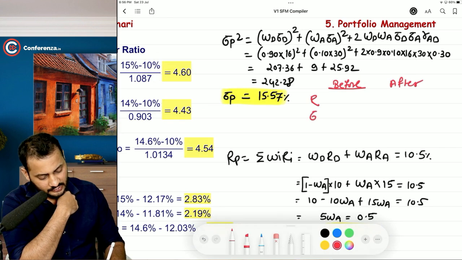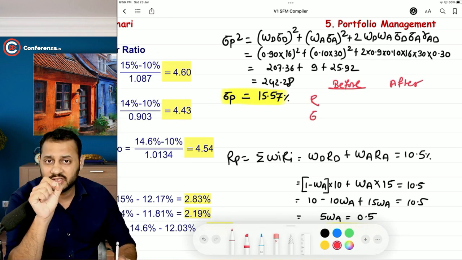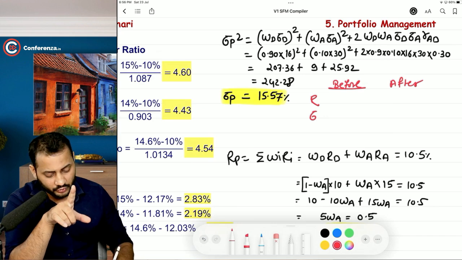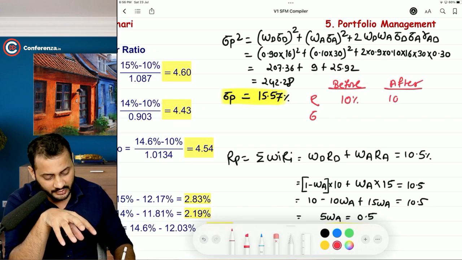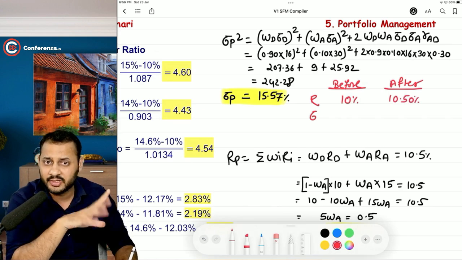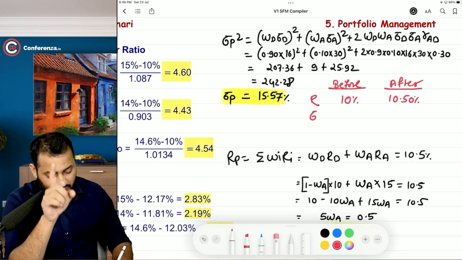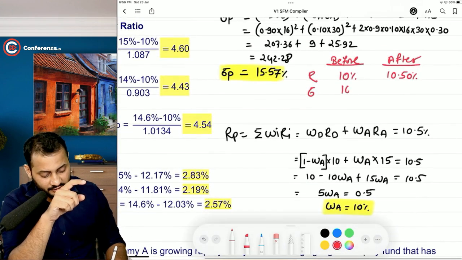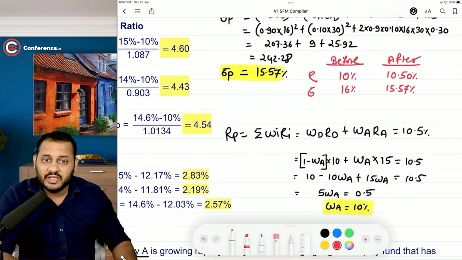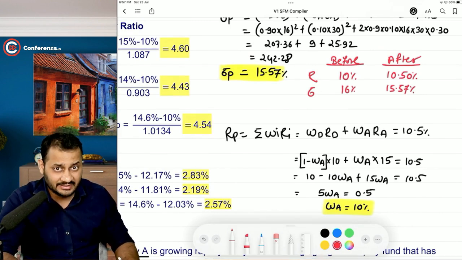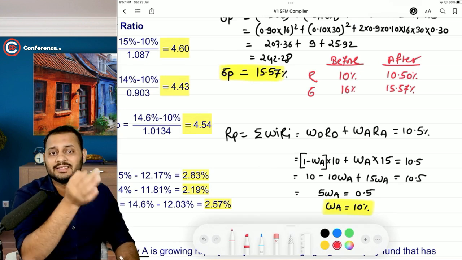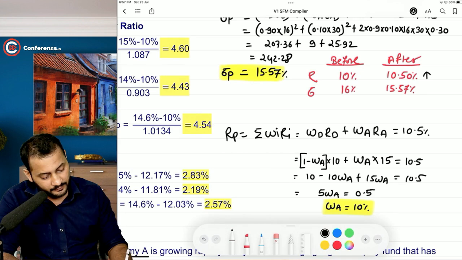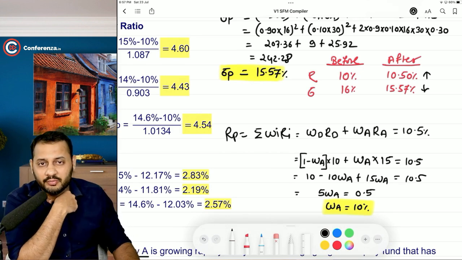Earlier, you had only invested in the developed country stocks whose return was 10%. Now, since you have included stocks of economy A, your return is 10.5%. Is it better or not? Yes, sir, it's a good thing. Now, standard deviation. Earlier, the developed country stocks had a standard deviation of 16%, and now the standard deviation has reduced from 16 to 15.57%. So in both senses, return has increased, risk has decreased. So it's a good decision to include stocks of economy A.